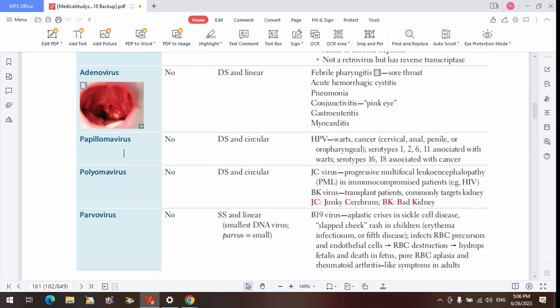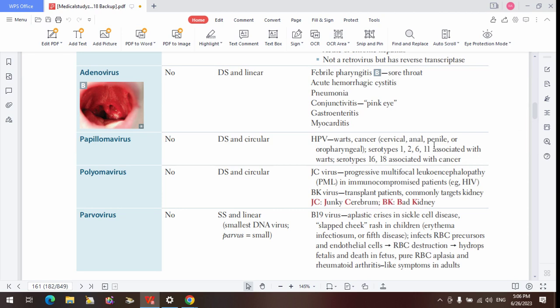Polyoma. I said polyoma. Papilloma. Papilloma is just HPV, human papilloma virus. It's usually sexually transmitted, so it causes wart and cancer. It can cause both cutaneous wart and the anal or genital wart. So let's just say wart generally.